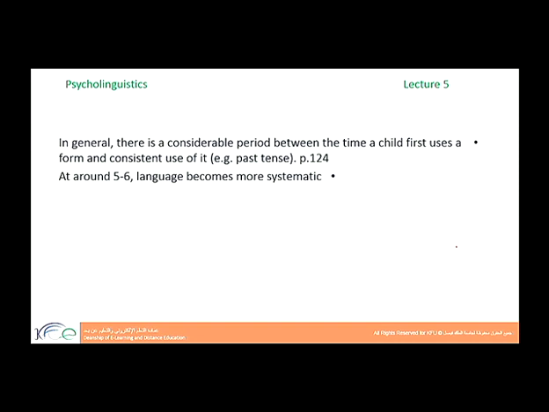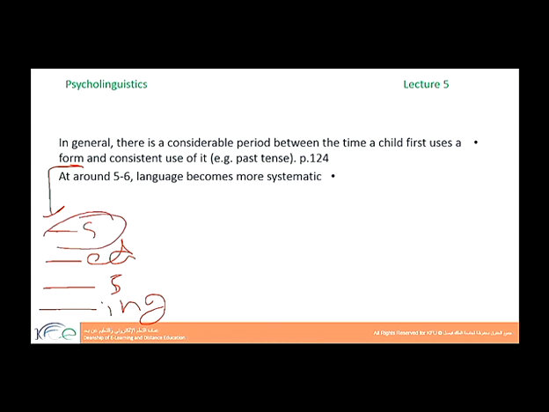Now this is really, really important. There's a considerable period between the time a child first uses a form. Form here means S, ed, or plural S, or ing, and so on. So, for example, let's take plural S. There's a considerable period between the time the child first uses a word and then consistent use of it.